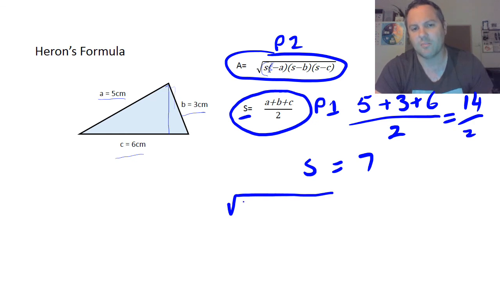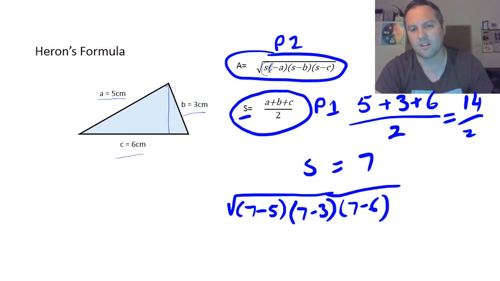Now we've got 7, take away A, which is 5, close that bracket. We're going to open another bracket, 7, take away B, which is 3, and then we're going to do 7 take away 6. Okay, and you're going to set it out like this. And I want you to do that. I want you to show your working out.